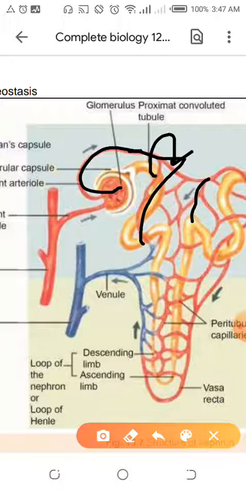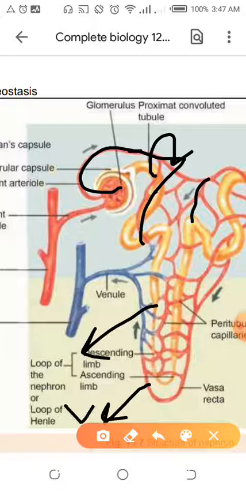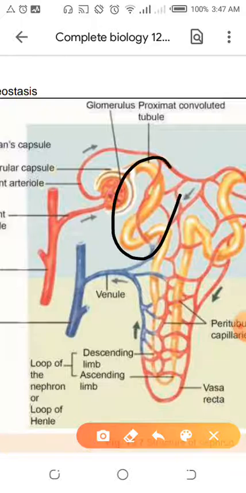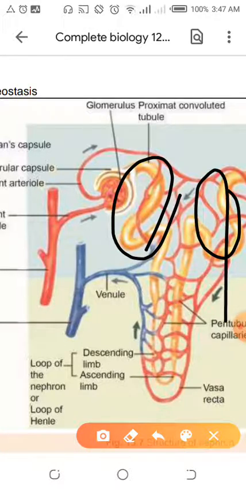Similarly, some useful digested food and some water is also absorbed, and here in the descending limb of the loop of Henle, the water is absorbed into the capillaries surrounding the loop of Henle. The capillaries surrounding the loop of Henle are called the vasa recta. This is the vasa recta. This is not the peritubular capillary. When capillaries surround the proximal part or the distal part, such capillaries are peritubular capillaries.